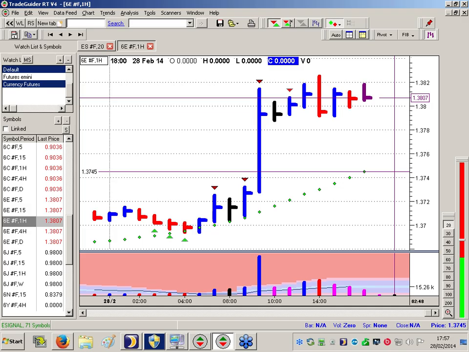Okay, Steve says, Tom tends to look at daily charts. I get stopped out trading intraday because of whipsaws. If Tom trades intraday, what time frame is best to look at to avoid whipsawing? Well, you're going to get whipsawed in any time frame.